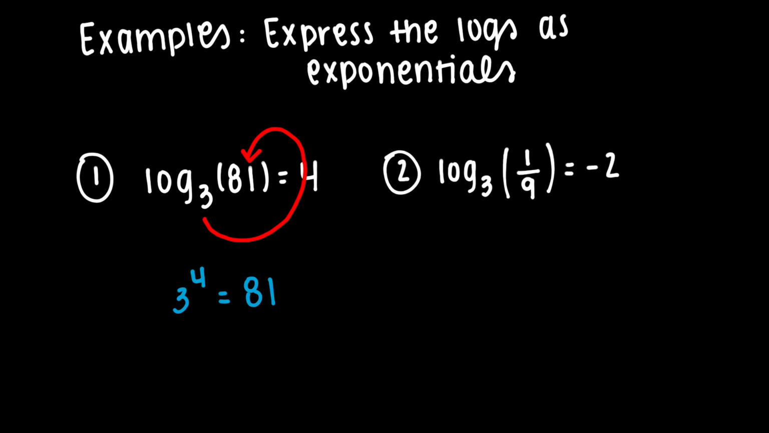We're going to do one more together before you try some on your own. Again, I'm going to start at the base. I'm going to loop around to the other side of the equal sign. So I have 3 to the negative 2 is equal to, and I'm going to finish that loop around and end up next to the base. So I have 3 to the negative 2 is equal to 1/9. We just did our exponentials unit, so you should know that 3 to the negative 2 is in fact equal to 1/9.